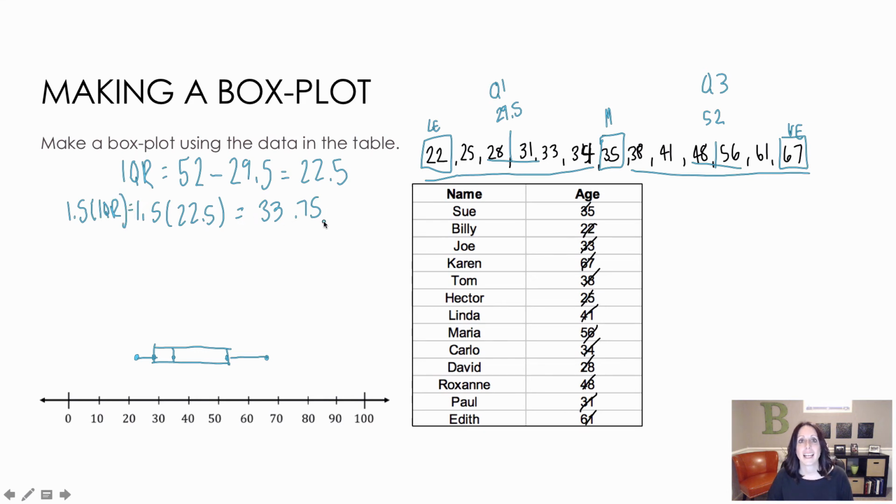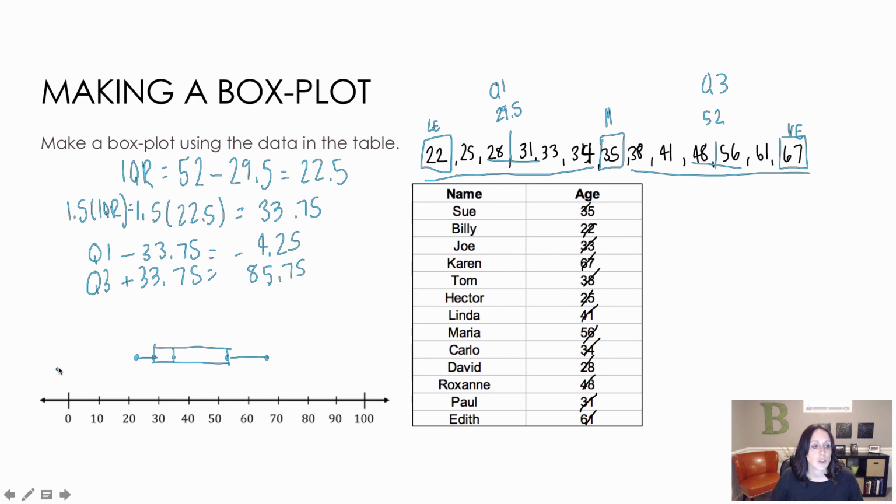That value needs to be added and subtracted to these values. So my Q1 minus 33.75 gives me negative 4.25. And then Q3 plus that value would be 52 plus the 33.75, which would be 85.75. So those are my fences, which means on my graph, I would just draw a little dotted line at negative 4.25, so we'll say somewhere in here, and at 85.75, which is somewhere in here.